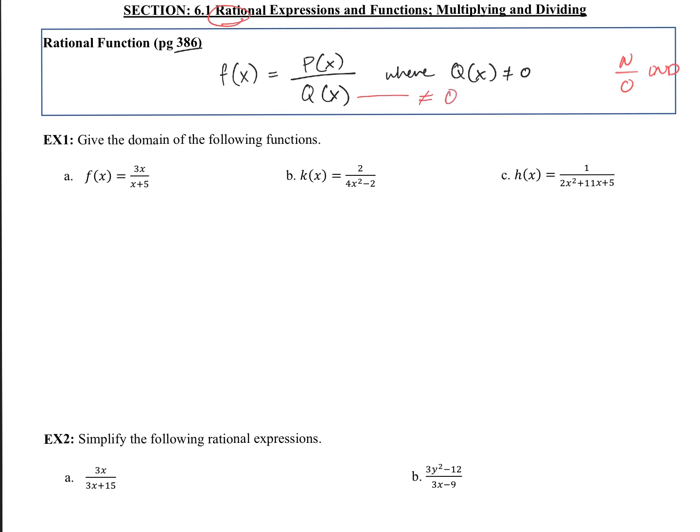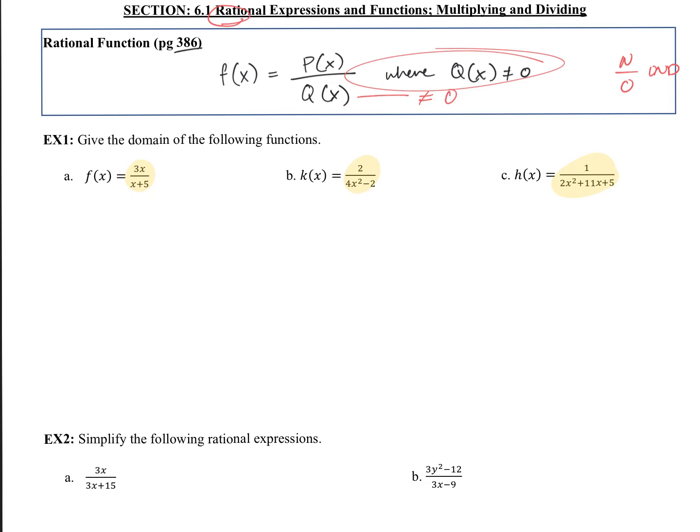So with that in mind, the concept that q of x cannot equal 0, let's take a look at example 1. Give the domain of the following functions. So once again, when we think of a domain, what are we thinking about? We're thinking about the values of x that we use, or the values of x that we're allowed to use. So one thing to note about all of these is that they're all fractions, which means we have a problem.